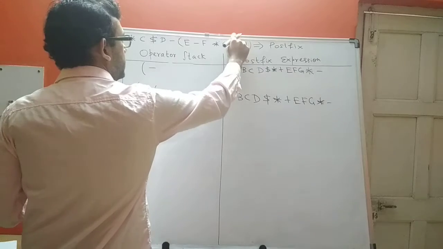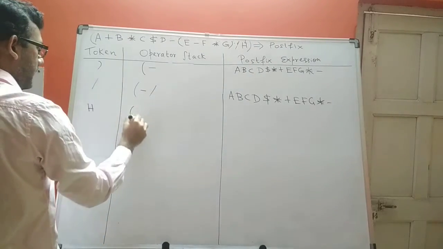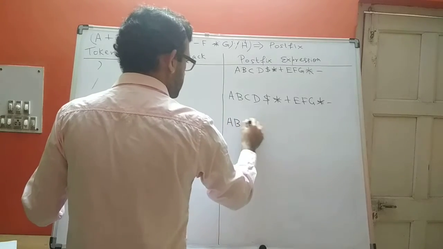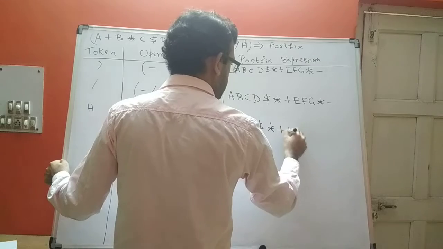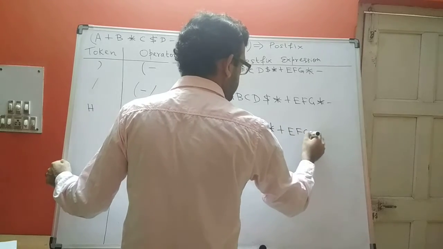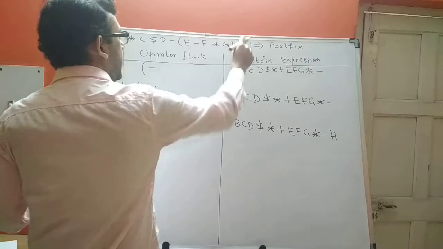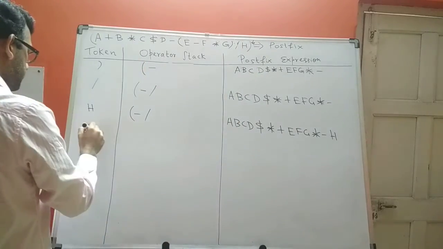After that, my current token becomes H. Now H is an operand, so I will add it to the output. So in my output, now I'll get an extra token, which is H. Now after that, I'll encounter the last token, which is a closing parentheses.